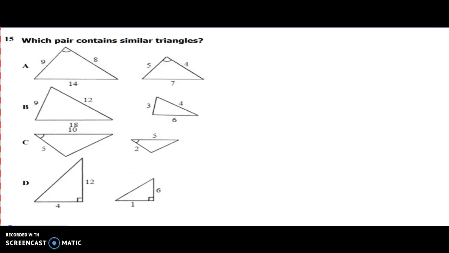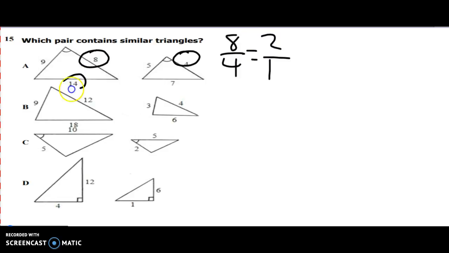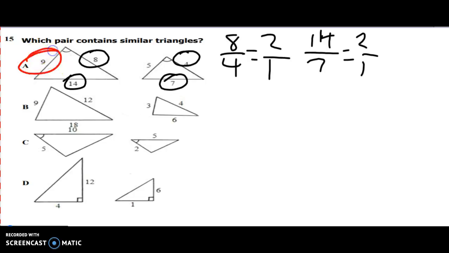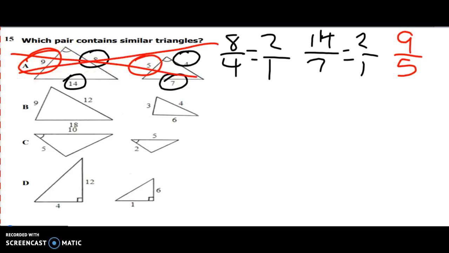Which pair contains similar triangles? We need to figure out scale factors. So remember, the ratios have to be equal. Smallest side to smallest side, that's going to be 8 over 4. That reduces to 2 over 1. Longest side to longest side, 14 over 7. That reduces to 2 over 1. But watch, you have to make sure you compare all three sides. 9 over 5 does not reduce to 2 over 1. So we eliminated that one.